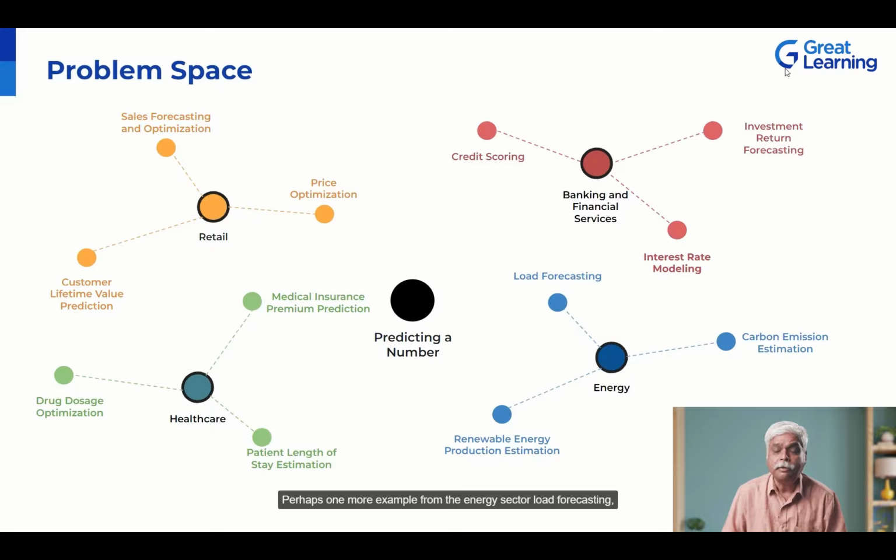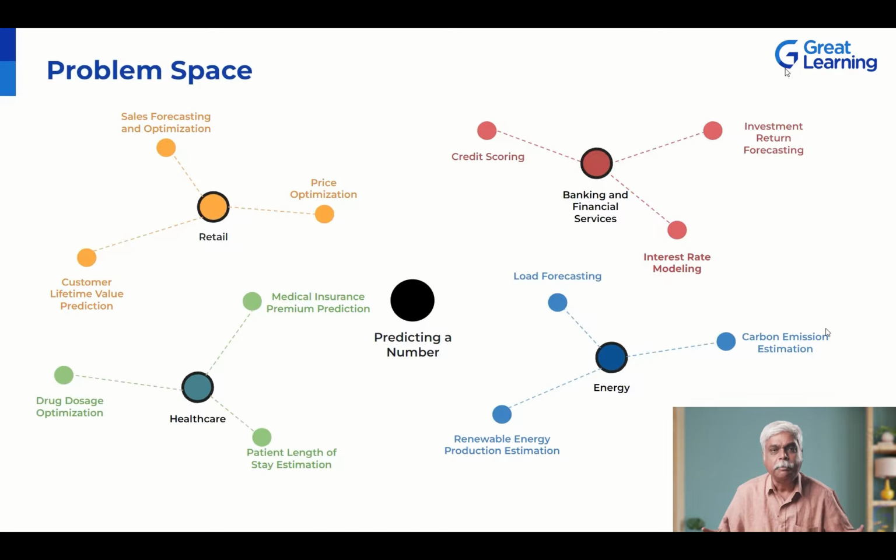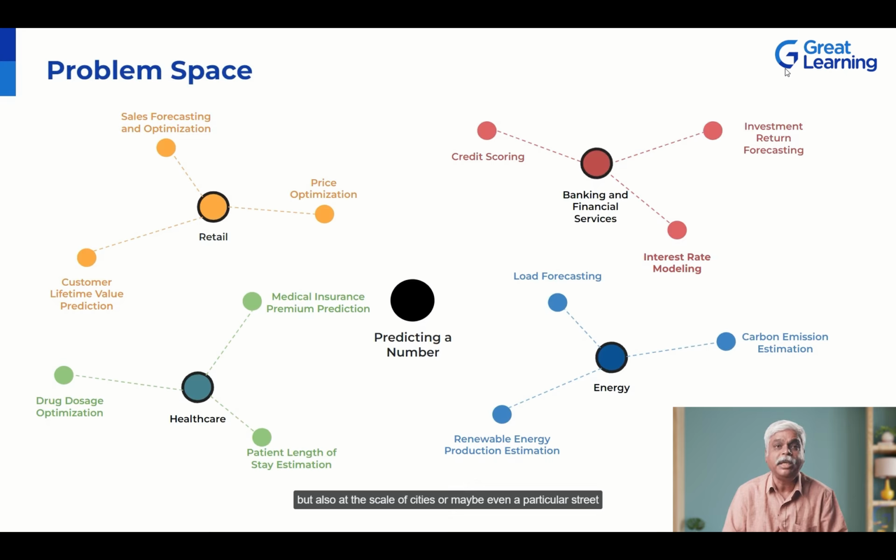Perhaps one more example from the energy sector: load forecasting, carbon emission estimation, renewable energy production estimation. Again, you can see the same pattern. You can see the patterns of various interrelated variables, the idea of being able to identify a specific number, for example, carbon emission, a major problem that we are seeing at a global scale, but also at the scale of cities, or maybe even a particular street or a part of a locality. Load forecasting, which is very important for understanding the smart city structures that many parts of the world are heading towards, and so is renewable energy.